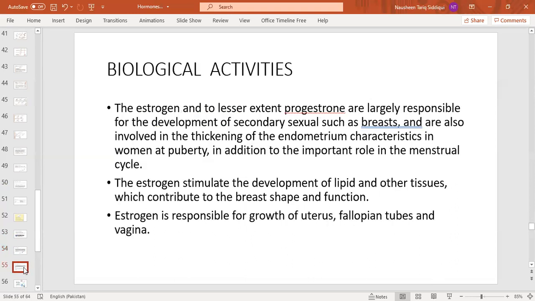The estrogen and, to a lesser extent, progesterone are largely responsible for the development of secondary sexual characteristics in women at puberty, such as breasts, and are also involved in the thickening of the endometrium, in addition to the important role in the menstrual cycle. The estrogen stimulates the development of lipid and other tissues, which contributes to breast shape and function. Estrogen is responsible for growth of the uterus, fallopian tubes, and vagina.